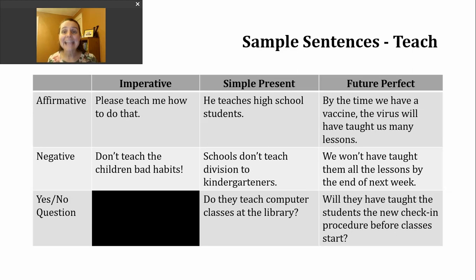To make negative simple present, we're going to use does not and the base verb, or do not and the base verb. You might hear native speakers use the contraction doesn't or don't. Here's an example. Schools don't teach division to kindergartners.